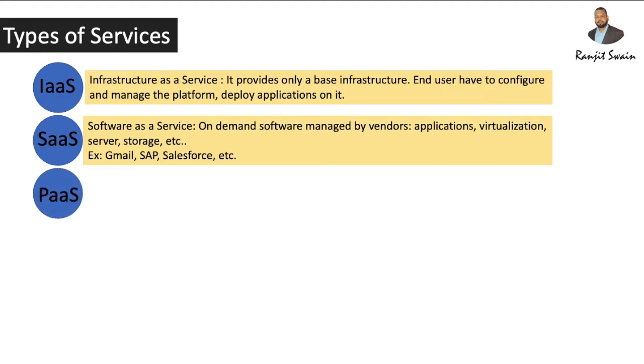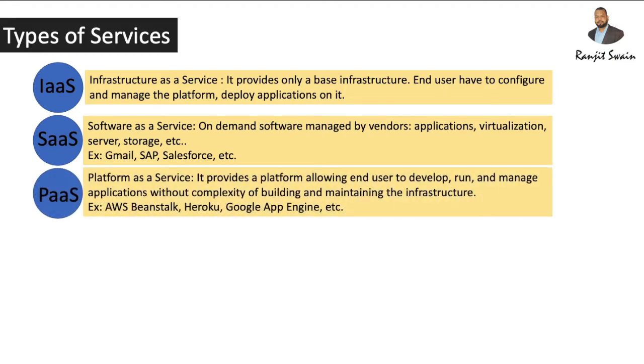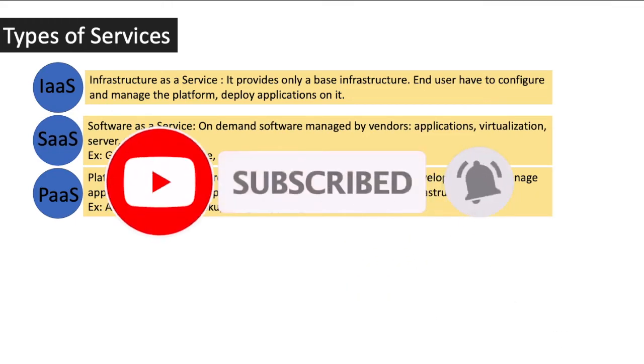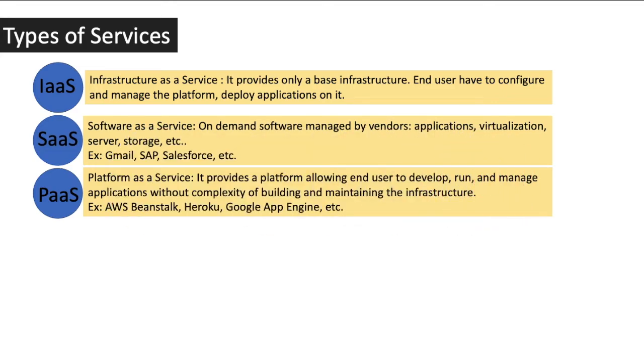Next is PaaS. PaaS is platform as a service. It provides a platform allowing the end user to develop, run, and manage applications without the complexity of building and maintaining the infrastructure. So the developer, the company, should not worry about the infrastructure setup. They can use the platform provided by the service provider, and they can build and run whatever they want. Similar examples are AWS Beanstalk, Heroku, and Google App Engine, etc.